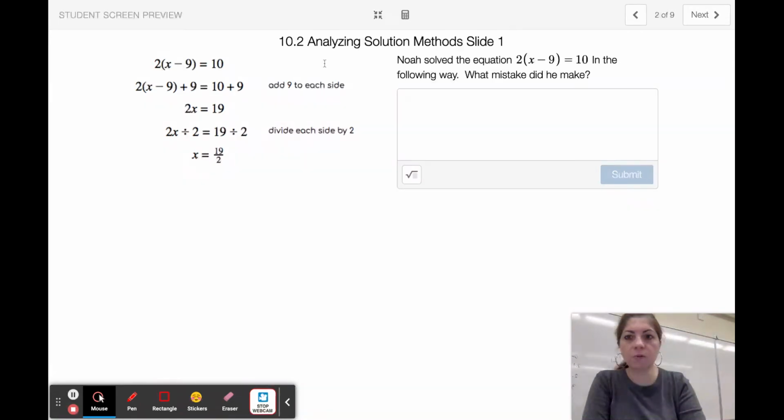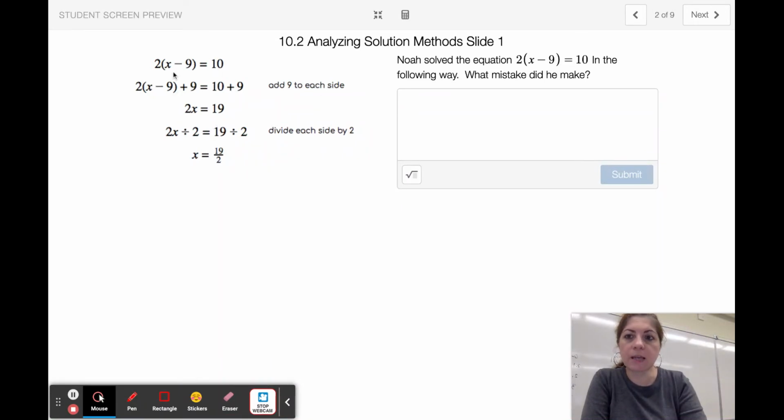So Noah solved this equation. If you see that it has 2 times the quantity of x minus 9, and then Noah went ahead and did plus 9 on both sides. So if you recall, we said that if you want to start trying to get rid of the 9, you have to distribute the 2 first, which is going to give you 2x minus 18. And in that case, you are no longer going to add 9, you are going to add 18 to both sides. And then from that point on, you are going to fix it.